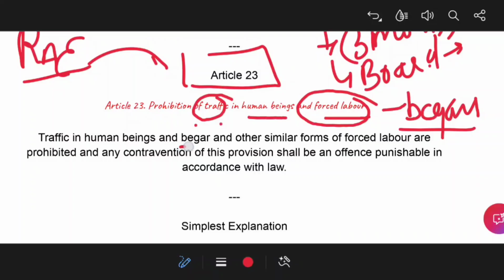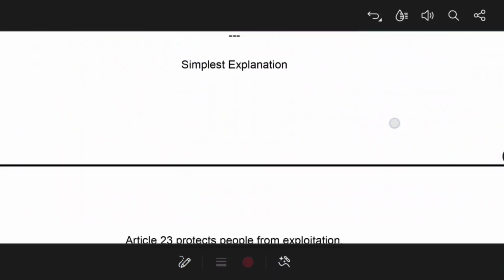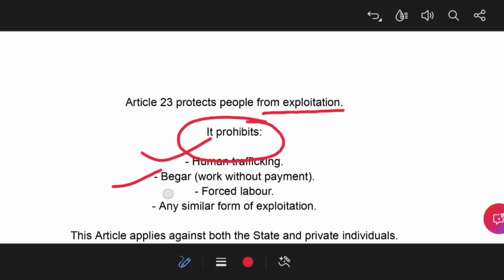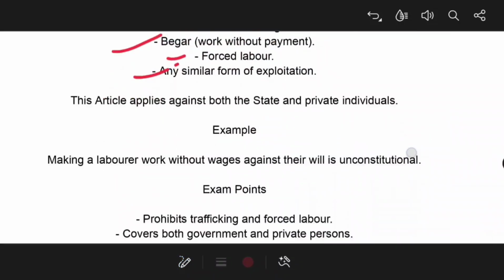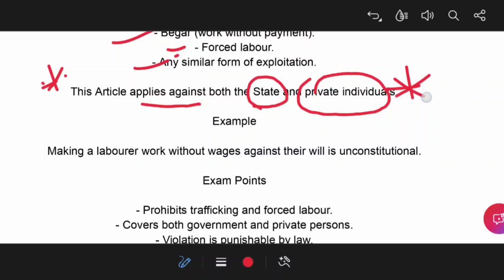Now, traffic in human beings, begar and other similar forms of forced labor are prohibited, and any contravention of this provision shall be an offence punishable in accordance with the law, and accordingly Parliament made the law to make it a punishable offence. So Article 23 protects people from exploitation. It prohibits human trafficking, begar, that means work without payment, forced labor and any similar form of exploitation. And one more important feature of this article is that it applies against both the state as well as private individuals. Okay, so in this article, a private individual also comes under the definition of the state.